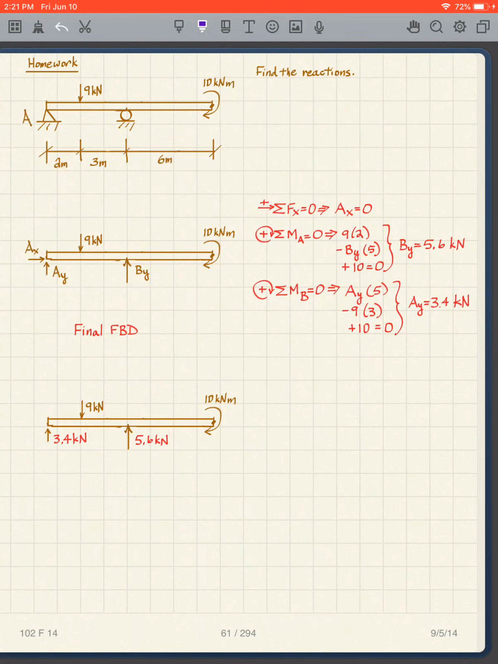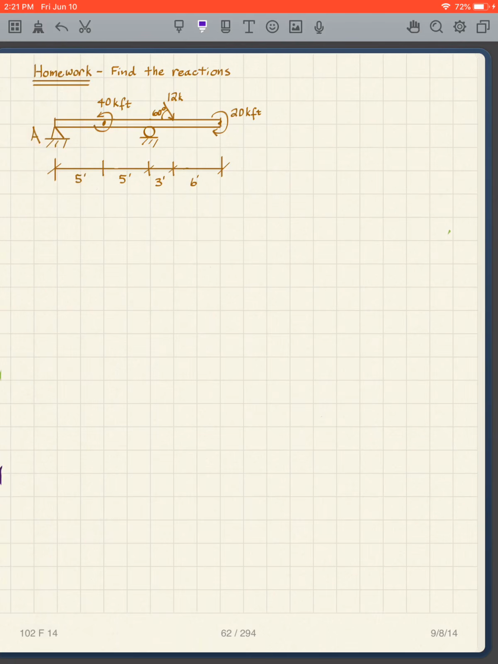And, okay, give you another one. Notice we have a load that is not vertical. So do this one. Pause the video, do this one.